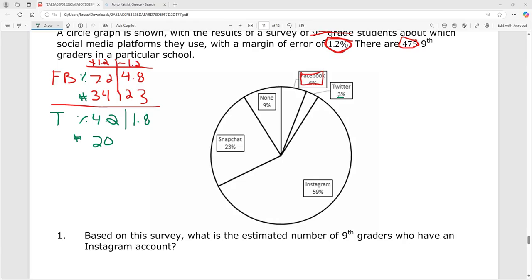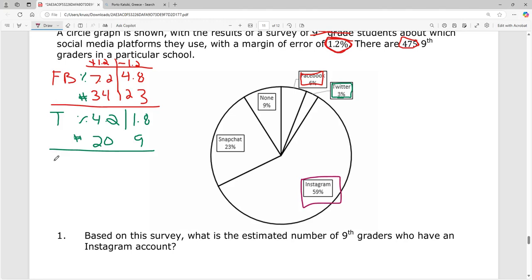Then 1.8% times 475 is, it's supposed to be like 8.5, so we round up to 9. Okay, it's 8.55, so we rounded up to 9. Let me double check that. 0.018 times 475. Yeah, 8.55. All right, so that's Twitter.